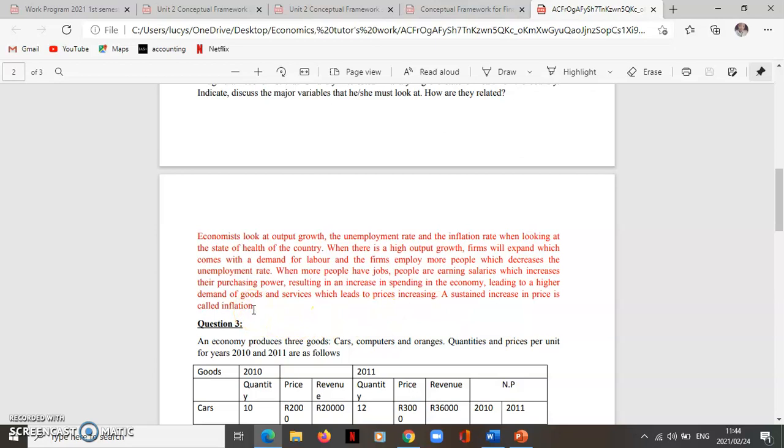As I have already said, inflation is the general increase in price levels of goods and services, which results in a decrease in the purchasing power of money.